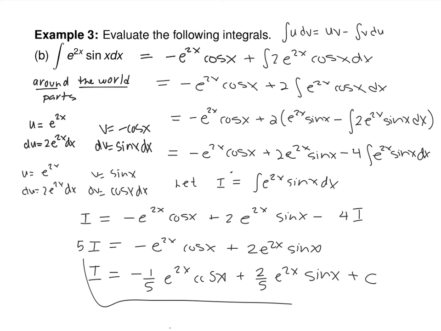But the kind of strange thing that happens with this around the world where you use integration by parts is you end up adding this integral to the integral that you're equal to on the other side, giving you 5 integrals. And you can let that integral be I just to save yourself some writing.